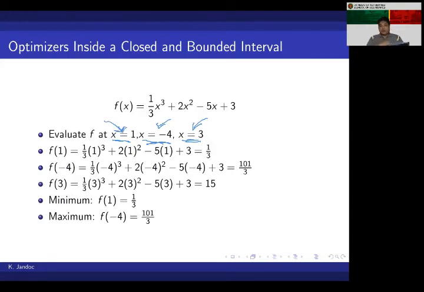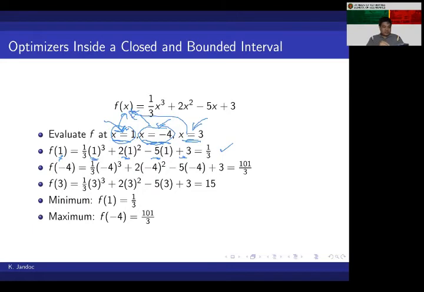So what do we do? We just insert these values of x in the function to determine whether it's a maximizer or minimizer. If we substitute 1 into the function, we have 1/3 times 1 cubed plus 2 times 1 squared minus 5 times 1 plus 3. If you do the calculation, this is equal to 1/3.